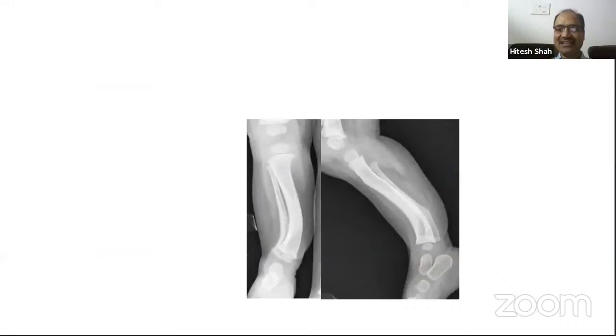Now this is the X-ray. It's usually called posteromedial bowing, although strictly speaking that should not be the correct term for it. It's the opposite of anterolateral bowing, so we call it posteromedial. Nowadays, when you talk about deformity, it's best to talk in terms of the apex of the deformity. So the apex of deformity is on the medial and posterior side. This is called congenital posteromedial bowing of tibia and fibula.